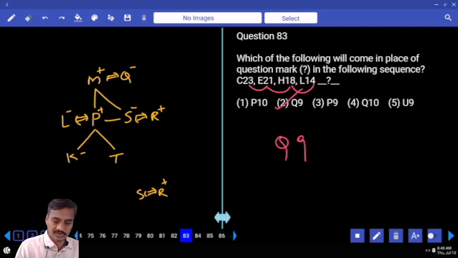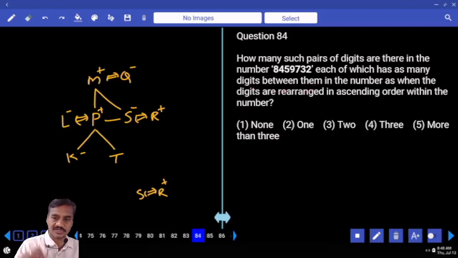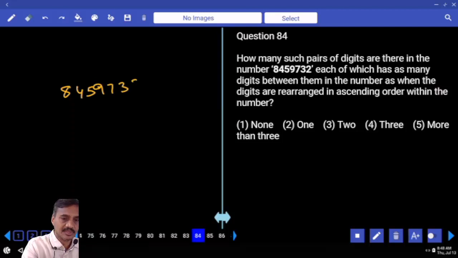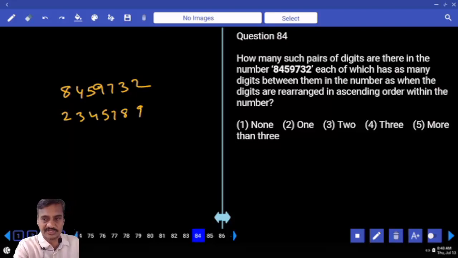Then 84, how many such pairs of digits are there, each of which has between them in the number as when the digits are rearranged in ascending order within the number? Now here 8, 4, 5, 9, 7, 3. Now in this one, all the digits arranged in ascending order: 2, 3, 4, 5, 7, 8, 9. How many such pairs of digits are there in the number, each of which has between them the same as when arranged in ascending order?